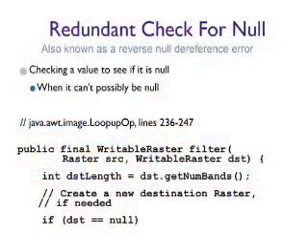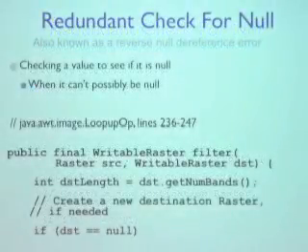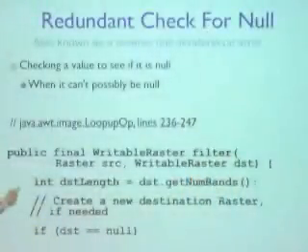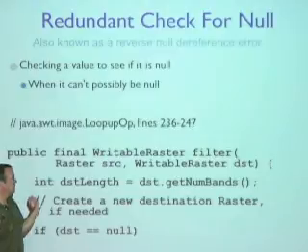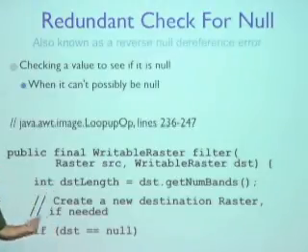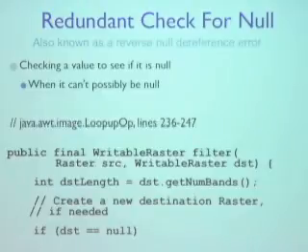So another type of null pointer thing to look for is checking to see if a value is null where it can't possibly be null. Right? So here's a place where we pass in a couple parameters, we get the number of bands from the destination raster stored in the destination length, and here we check to see if destination is equal to null. Right? Can't possibly be null because we've already dereferenced it.